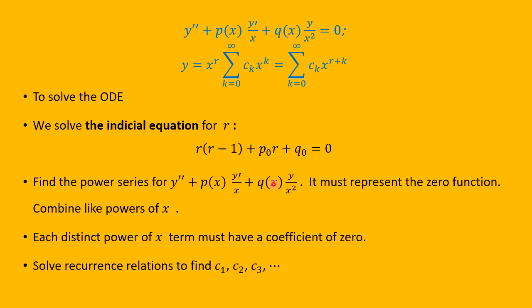And so what we'll do is, once we write out all of these things in terms of series, we'll combine like powers of x. Then, since this stuff equals a zero function, that must mean that each distinct power of x term must have a coefficient of 0. So that gives us a bunch of equations to solve. In fact, it's going to give us a recurrence relation. So solve the recurrence relations to find C sub 1, C sub 2, C sub 3, and so on. C sub naught can be picked to be arbitrary and still get a solution to this differential equation. If we have an initial value problem, however, we might have to determine what C naught is in that case.